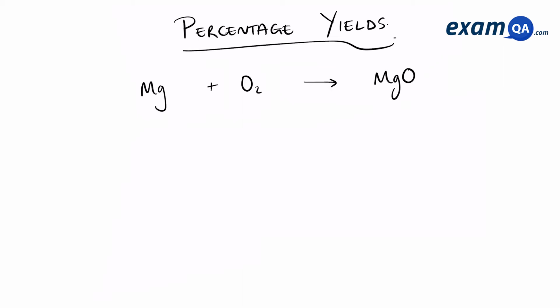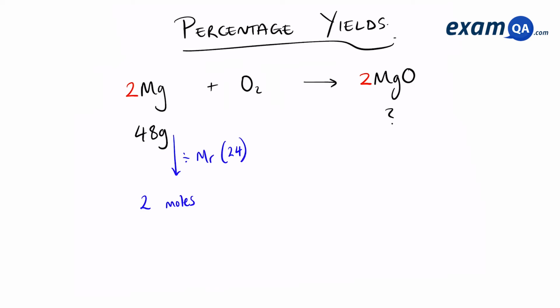Suppose the question says, if we had 48 grams of magnesium, what mass of magnesium oxide would we produce? This is a basic reacting masses question. First of all, you want to make sure the equation is balanced. Next, we're going to use our knowledge of reacting masses to calculate the mass of magnesium oxide produced. So first, you're going to divide by the MR of magnesium, which is 24. That gives you 2 moles.